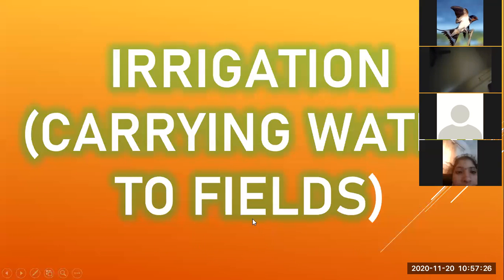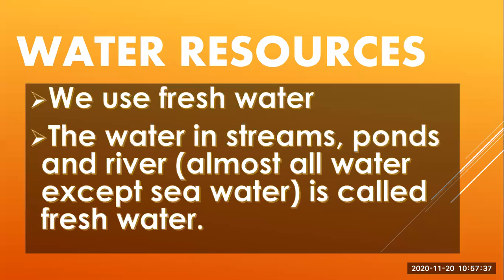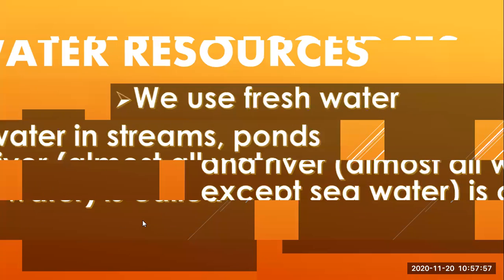Now the next bullet from this chapter is irrigation. That usually means carrying water to fields. Okay, now here we are going to see water resources. We use fresh water, and the water in streams, ponds, and rivers, almost all water except seawater, is called fresh water. Except seas and oceans, all these water bodies have fresh water, and we use fresh water for all purposes.